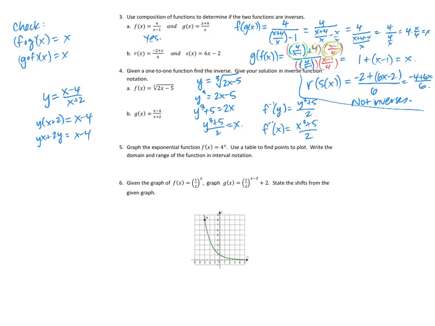And then I'm going to get everything that has x in it on one side. So I'll have yx minus x is equal to negative 4 minus 2y. And then I can factor out the x.